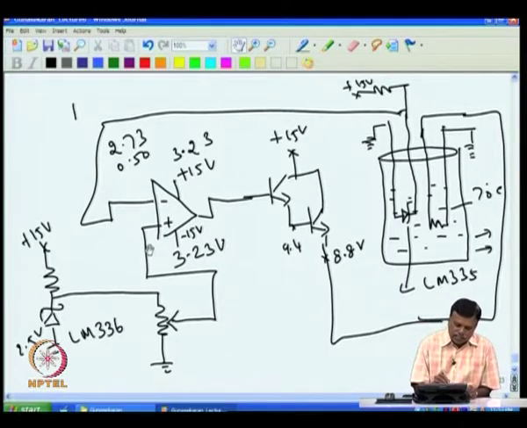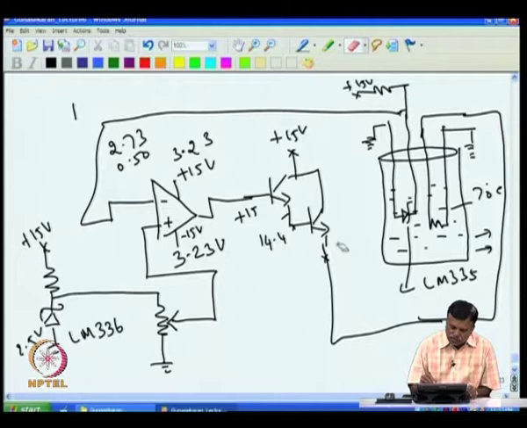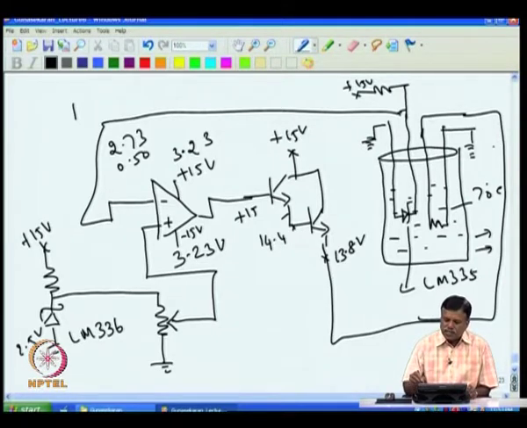Now, this is sitting at 3.23, and in the morning this is sitting at 2.98, corresponding to 25 degree C. That means the plus is higher, so the output automatically goes to plus 15. Once it goes to plus 15, this comes to 14.4, and then this jumps to 13.8. That means the heater is now getting 13.8 volt and starts heating up. As it heats up, the water temperature goes up, and then the voltage at this point also goes up.